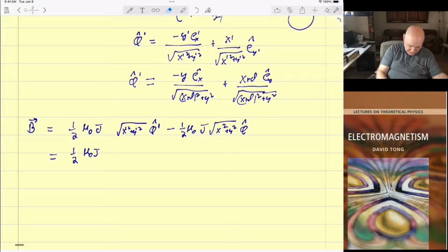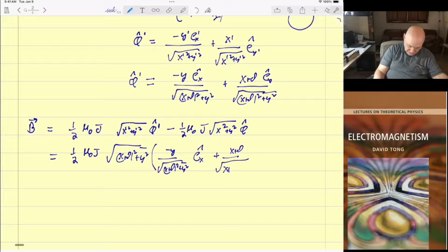1/2 mu 0 J times the square root of x plus d squared plus y squared times, we'll substitute this over here, minus y over the square root of x plus d squared plus y squared dx plus x plus d over the square root of x plus d squared plus y squared ey hat.